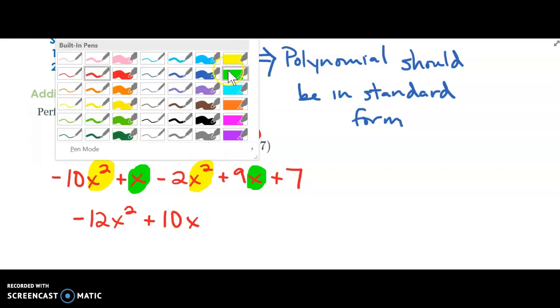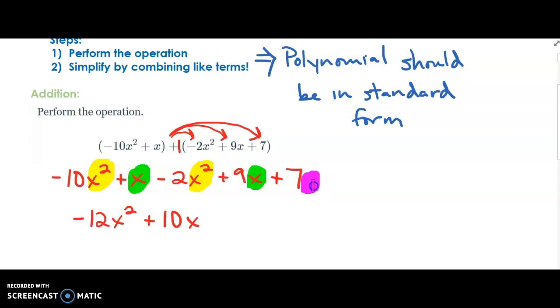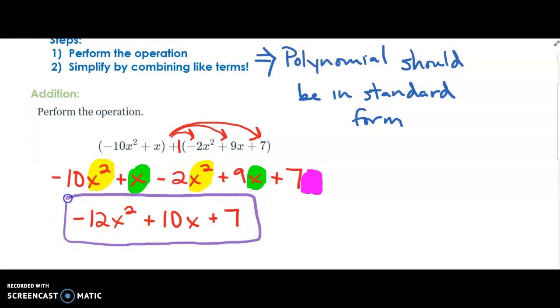And then the last term I'm left with is a constant, which is kind of like, oh, I'm highlighting nothing. There is no variable that's visible there. And so that's what's going to end up on the end of my polynomial here, plus 7. And that is going to be my response because it is in standard form. All of my terms are combined. They're in order from biggest exponent to smallest exponent. That is what I mean by simplifying by combining like terms. We're going to do the same thing for subtraction.